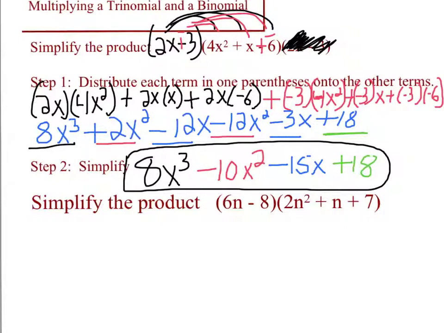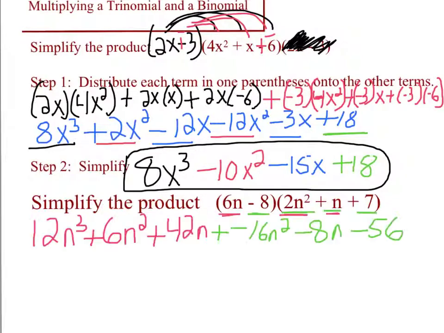So if you want to, hit pause right now and try distributing this 6n to each of these, and then distribute the negative 8 to each of these and combine your like terms. See if you get what I get. Hit pause. Did you get what I got here?